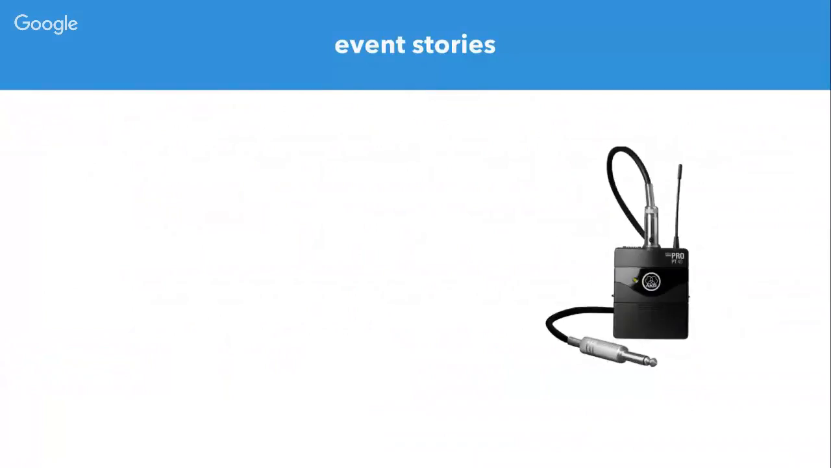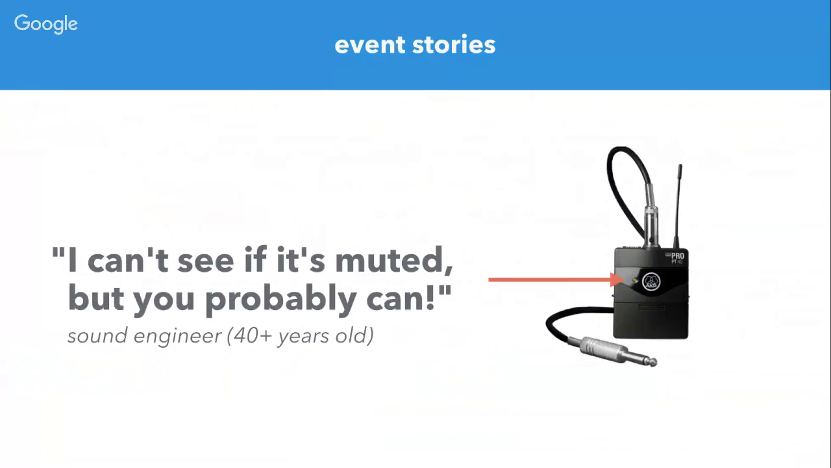A few months ago, I was giving a talk in London, and the sound technician came to me and gave me this audio transmitter, and it has one LED. And what he told me was, well, you can mute that thing, and probably you can see it, but I can't. This is a classical issue, right?